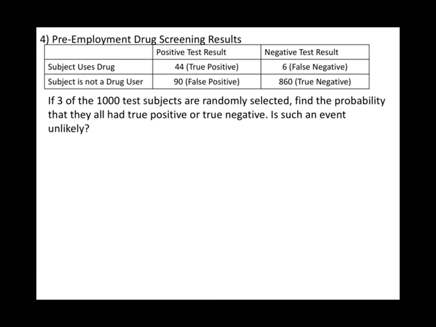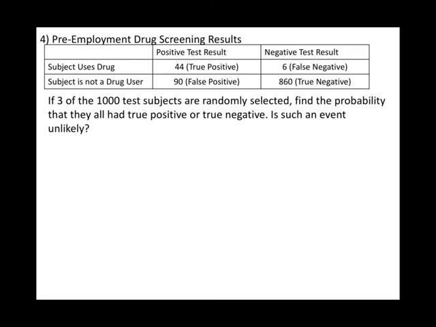Okay, next example. Employment job screening results. So we have the table here. We have the positive test result and the negative test result, and whether the subject uses drugs. Sometimes we have a true positive or true negative in here. So they say if 3 of the 1,000 test subjects are randomly selected, find the probability that they all had true positive or true negative. Is such an event unlikely?